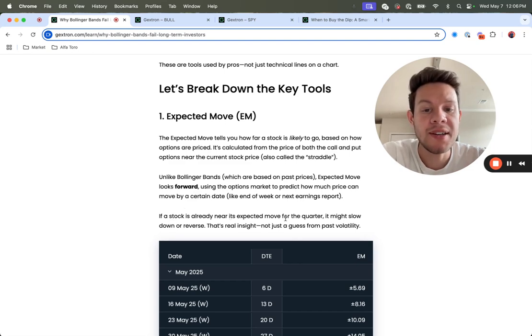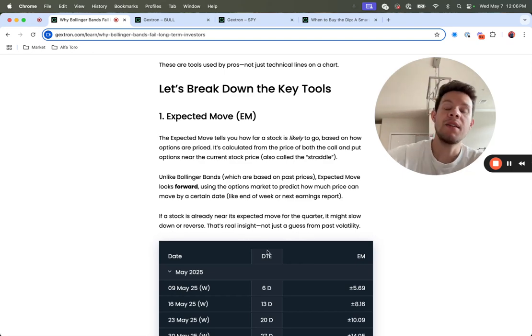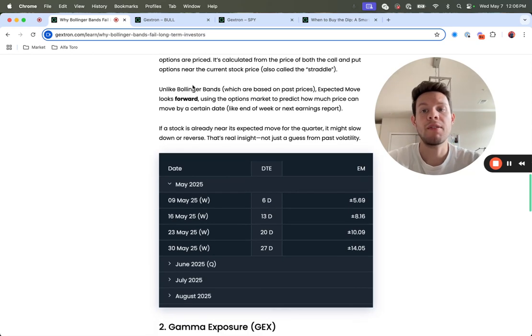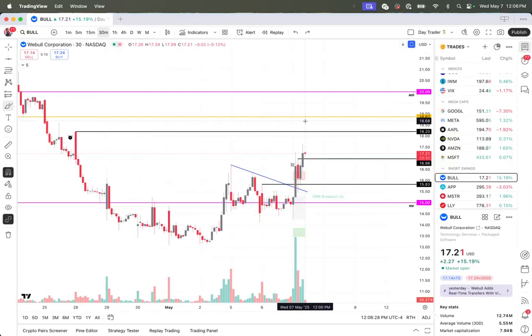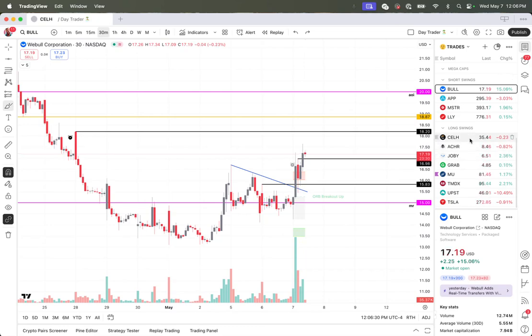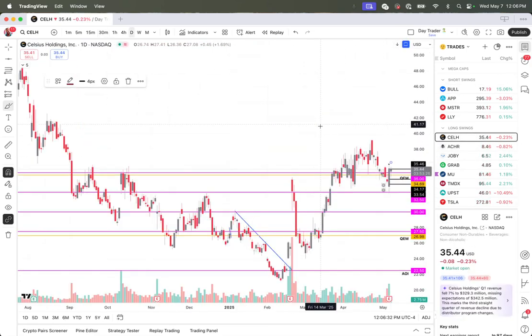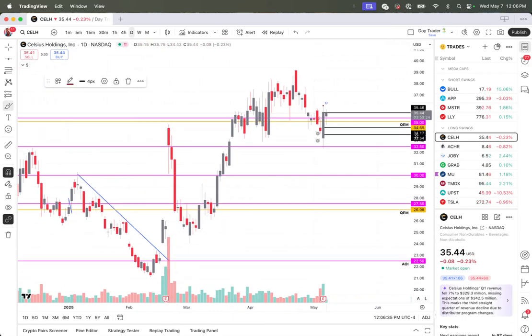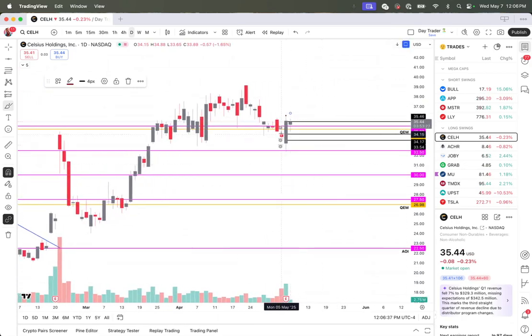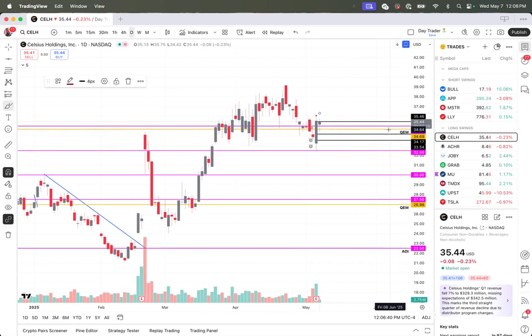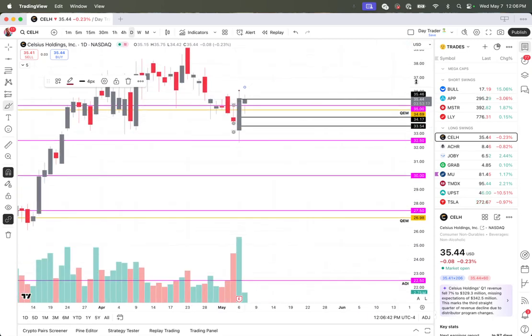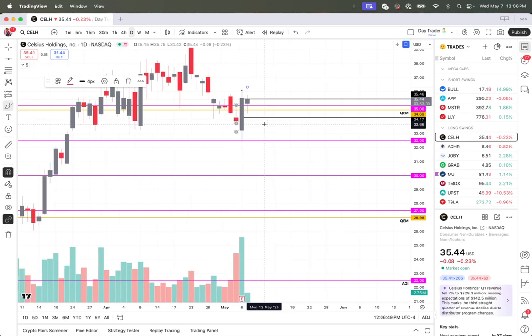If a stock is already near its expected move for the quarter, it might slow down or reverse. That's real insight, not just a guess. Let me show you an example here before I show you how it looks. I want to show you Celsius. Celsius is a great example of this. I'm a big fan of Celsius. I love the drink. I'm not telling you to buy it, but this was the quarterly top. It's labeled as QEM. That's just my own preference. It's short for quarterly expected move, and that was 34.69.